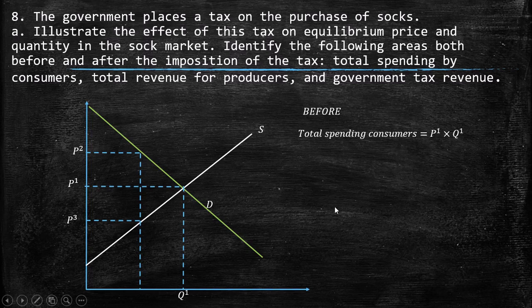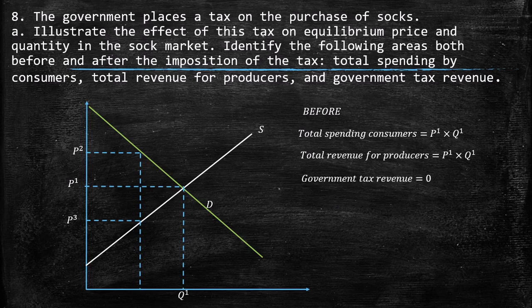okay? So here, before, what was the total spending of consumers? It was P1 times Q1. It was the total spending from the consumer side. And naturally, it was the same as the total revenue for producers. Okay? So this was before. And the government tax revenue was 0 because the government wasn't in the free market equilibrium. So here we know that with this tax the quantities in the market will decrease.